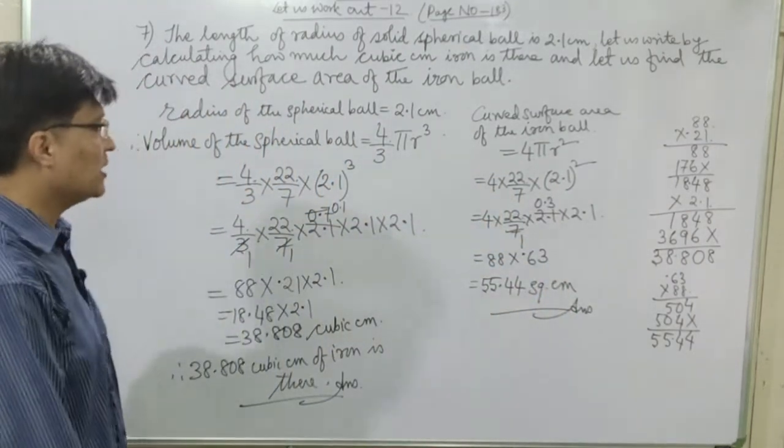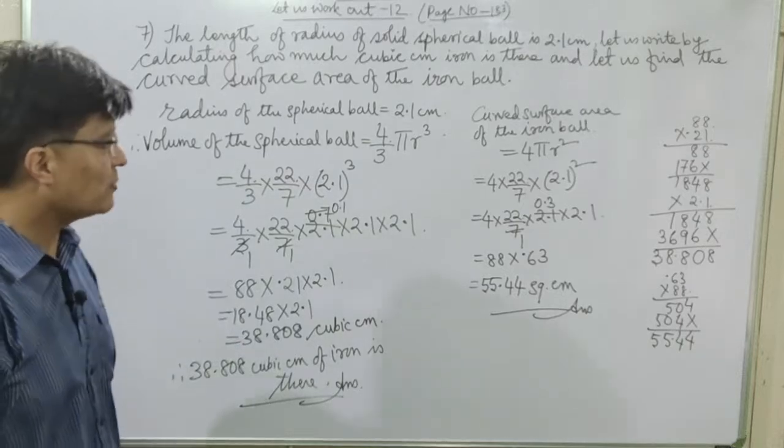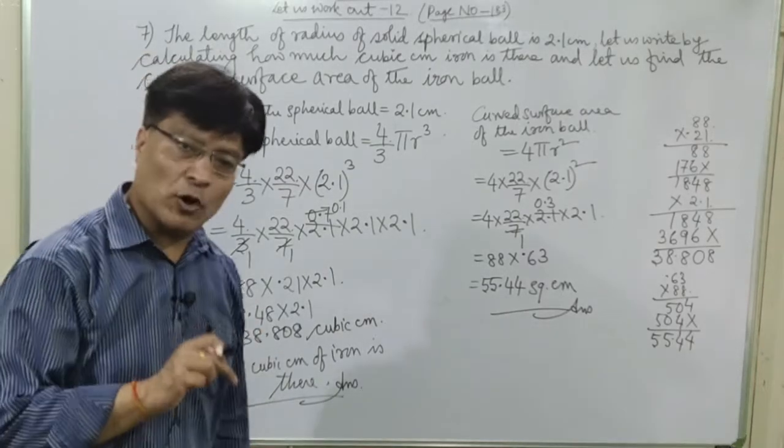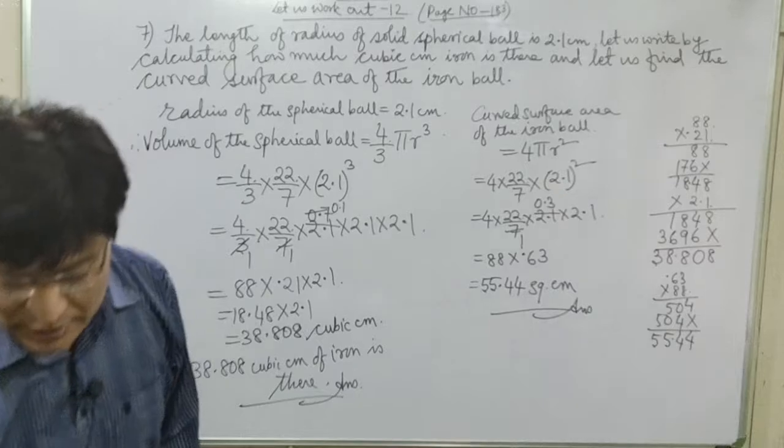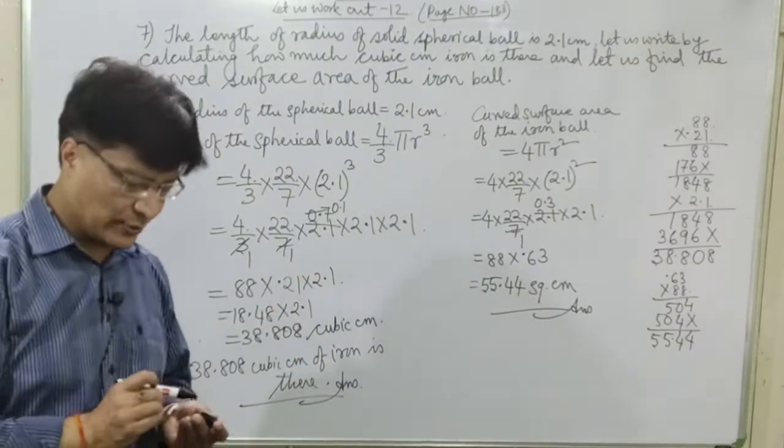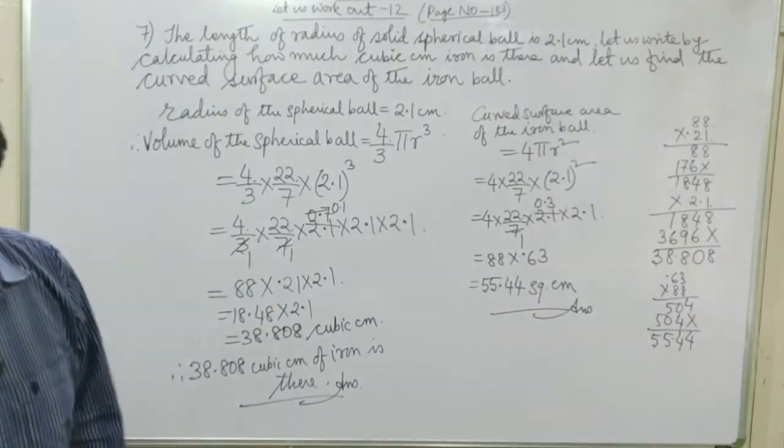So I think you have understood it. So what is the curved surface area of the iron ball? It is 55.44 square centimeter. So that is your answer. So you can copy it.